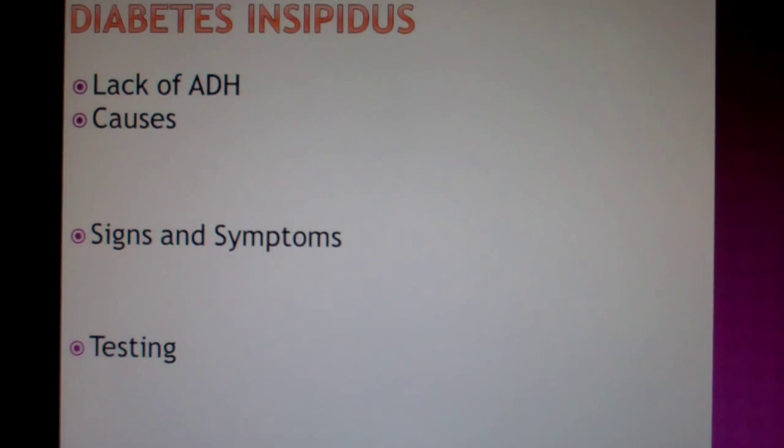Diabetes insipidus is when there is a lack of ADH. Do you remember what ADH does? It retains water. So if there's less ADH, there is less water being retained, so more is urinated out.